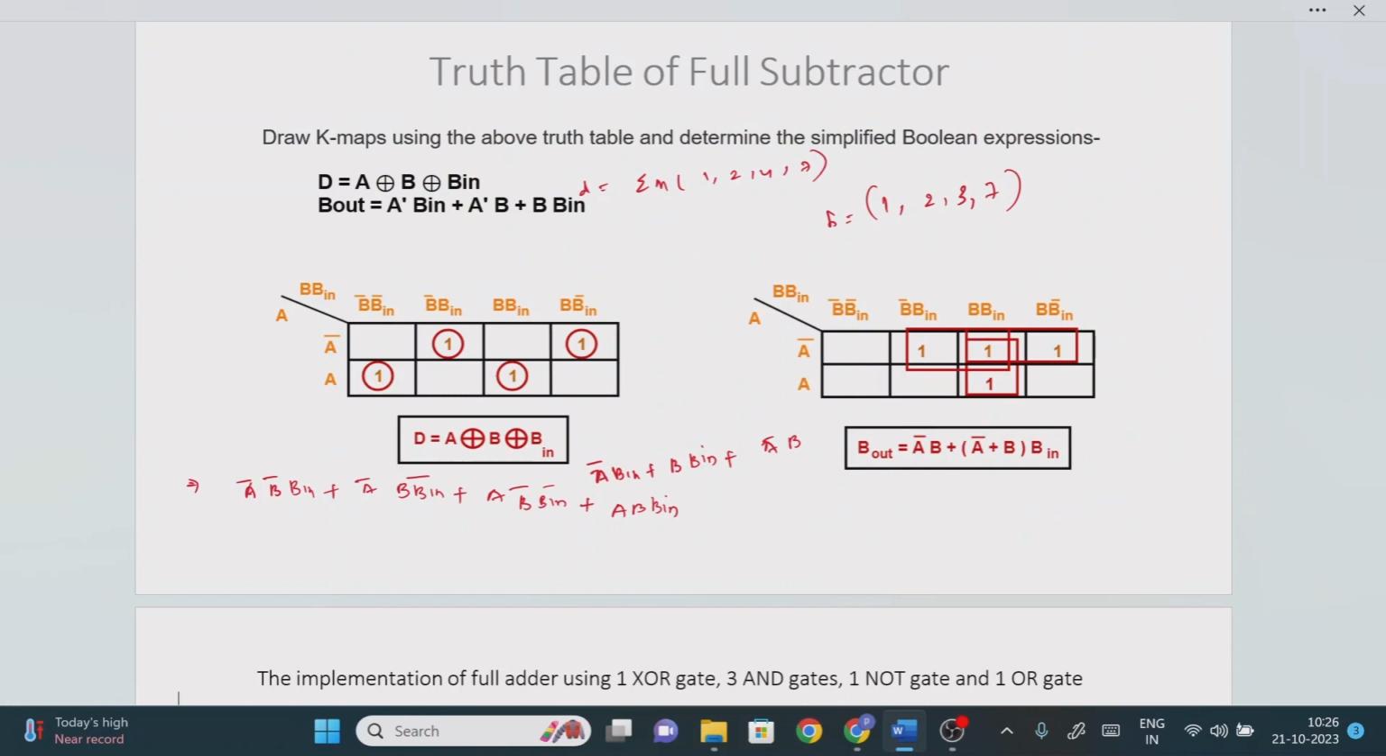These are the expressions we got for difference: 1 2 4 7. Now we have taken 3 variable K-maps. So 1, next 2 4 7. These are the locations. Next, this is 1 2 3 7. This is the location where we plotted our K-map. Now we need to find the logic expression. For this one, what is the logic expression? A bar B bar B in. For this one? A bar B bar B in. Like that we are going to write the logic expression.